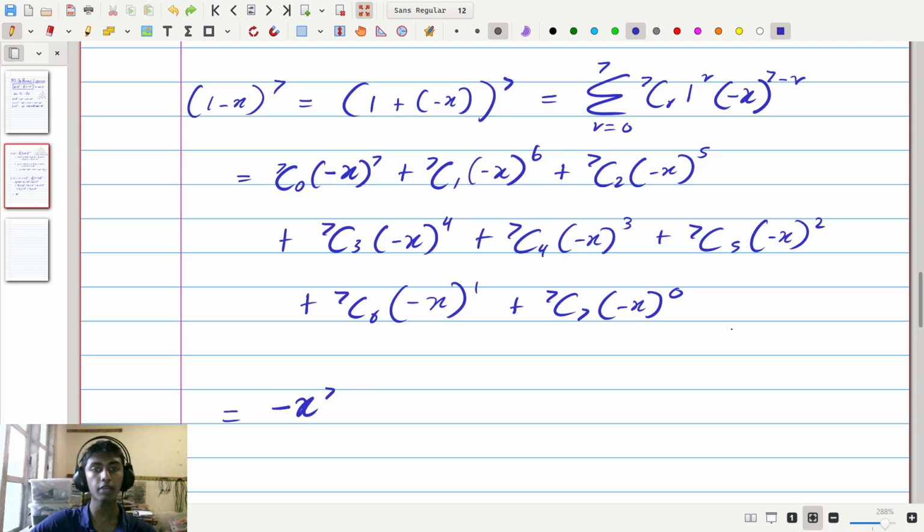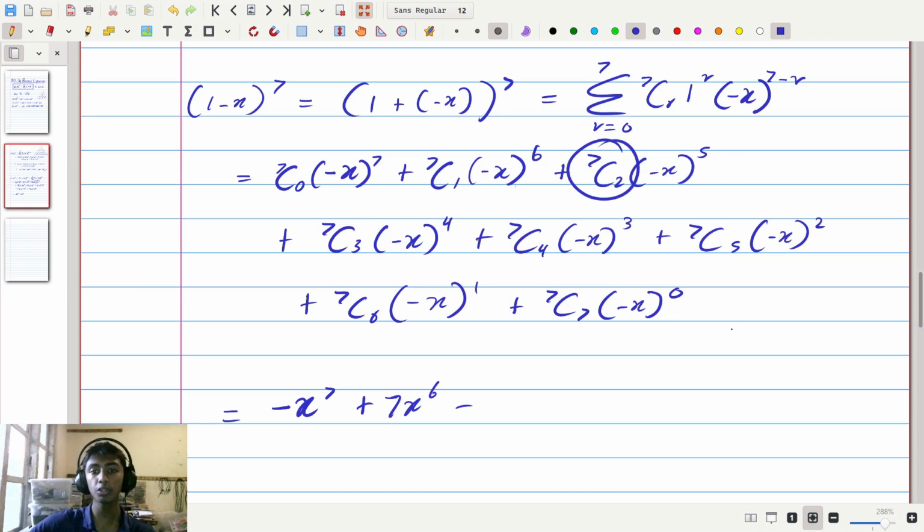As for the next term, it is 7 choose 1, which is 7, times negative x to the power of 6. And a negative number raised to an even power is going to be a positive number. So therefore, this is going to be x to the power of 6. Or rather, I should say, to specify, positive x to the power of 6. So we have 7 x to the power of 6 and it's plus. The next term after that is going to have an odd power for the negative number. So it's going to be minus.